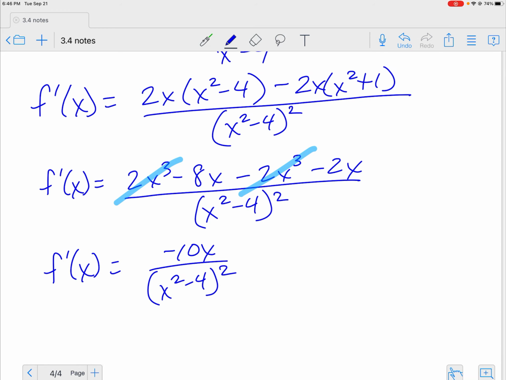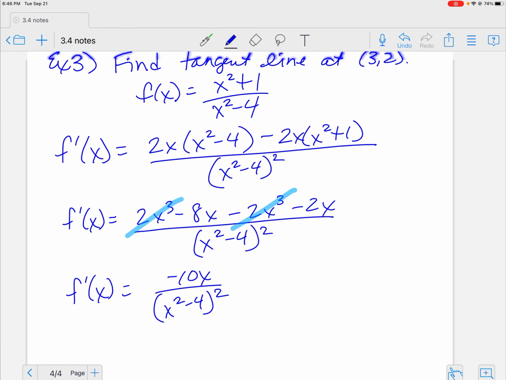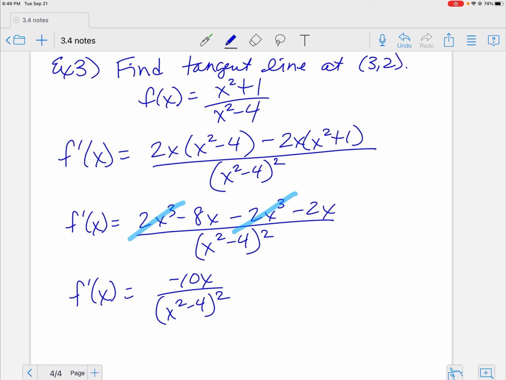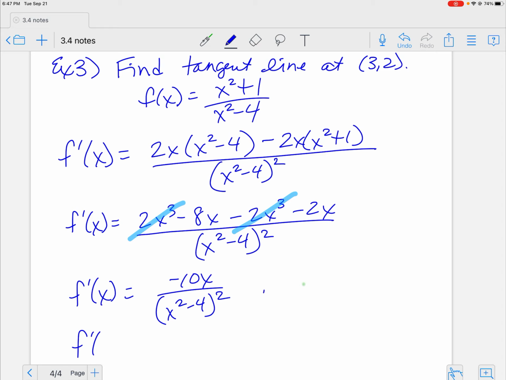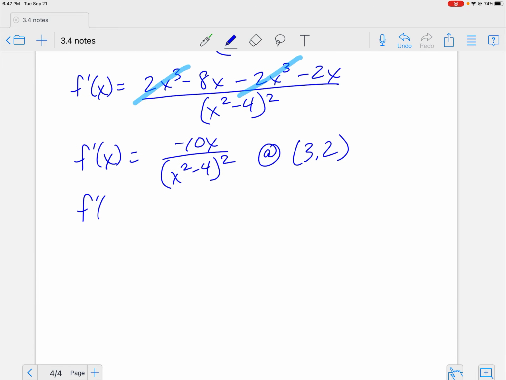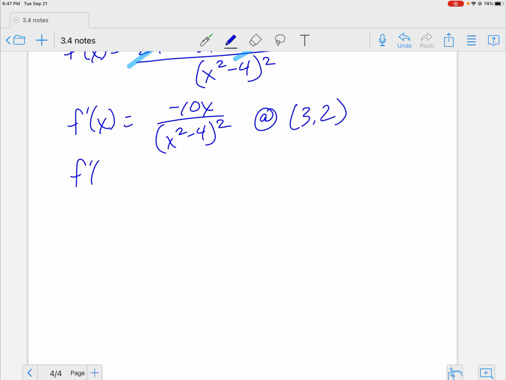So there's my generic slope, right? My derivative is my generic slope of the tangent line. I specifically want to know what's happening at the point 3, 2. So in order to find my actual slope, I'm going to put this down here so that we can see it, and I'm going to scoot this up a little. So now I'm going to find my slope when x is 3.